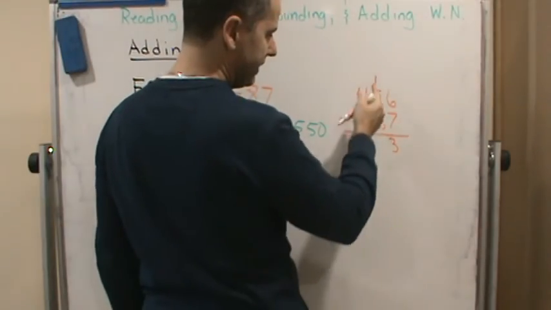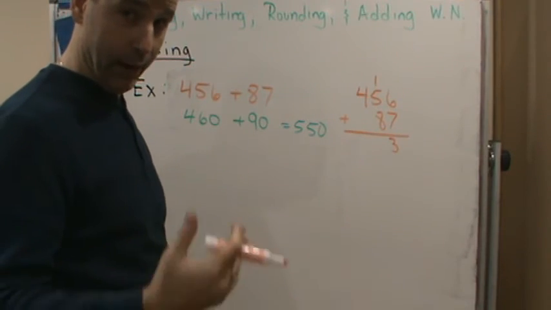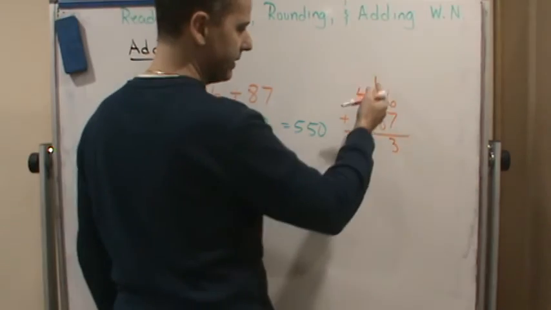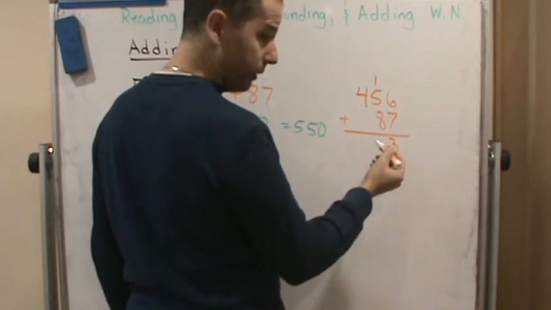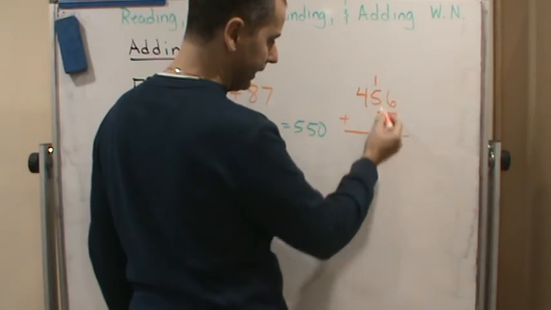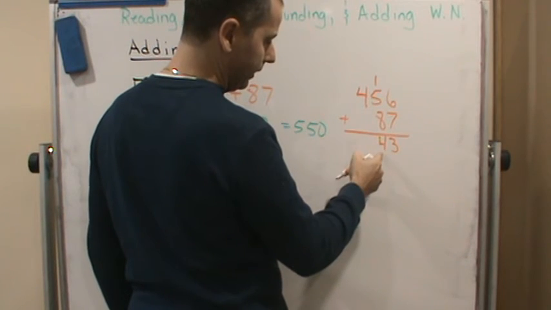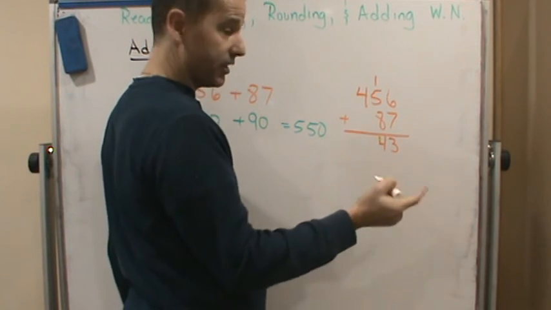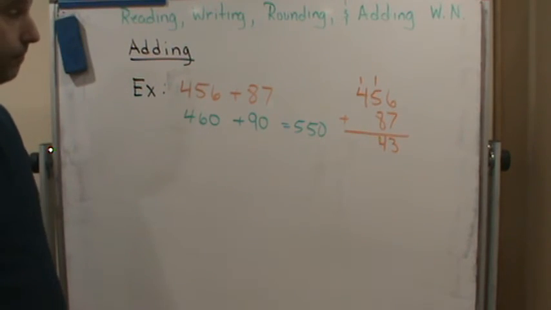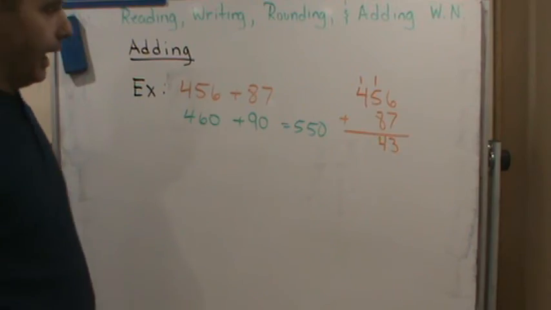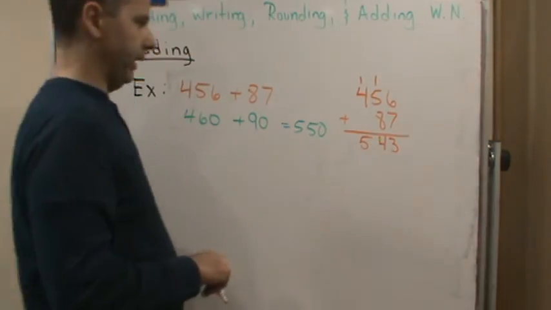Now, if I add these digits, I get 14, but it's actually 140, right? If you think about the place value, this is actually adding up to 140. Well, I've got more than 9 in here, so I've got 40, but then the 100 has to go in the next column, right? And so then I add, and I get 543.